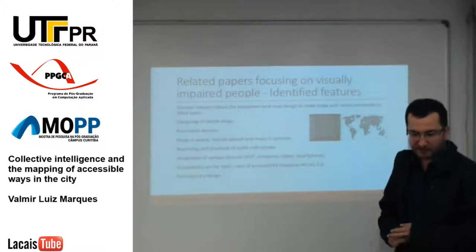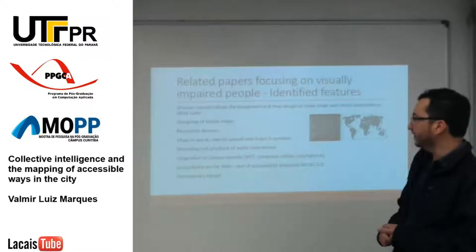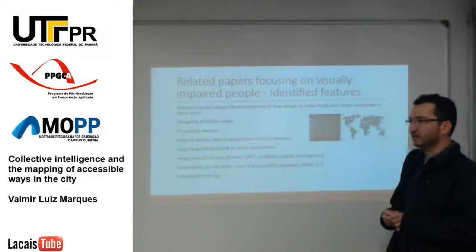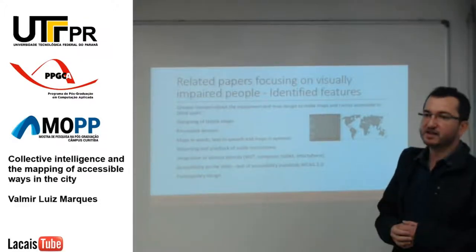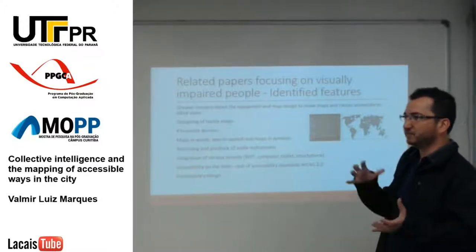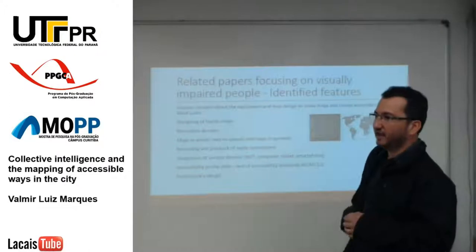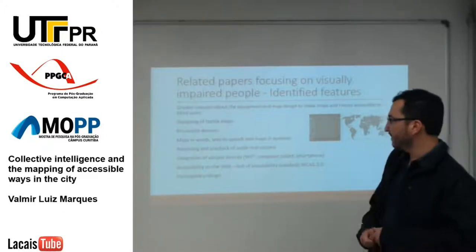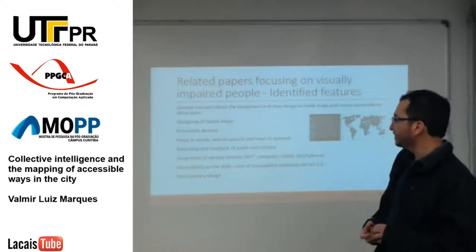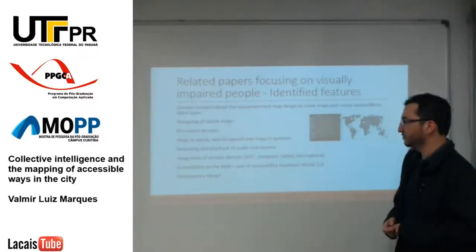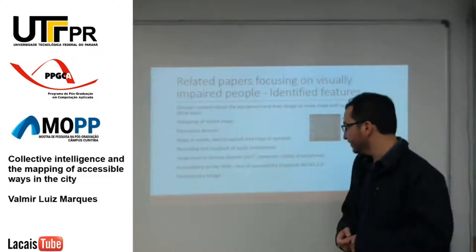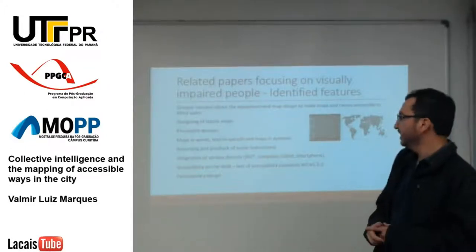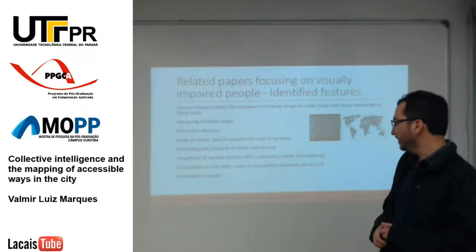Okay. The papers that we found, especially for visually impaired people, are greatly concerned about the device, the equipment, to make the roads understood by blind people. So they are working on making some device that blind people can understand and use. They are talking about the design of tactile maps, mapping these devices, some techniques of mapping words, text to speech, maps and symbols, recording and playback of instructions, integration of various devices, so Wii, computer, tablet, smartphones, testing of accessibility on the web, and participatory design.